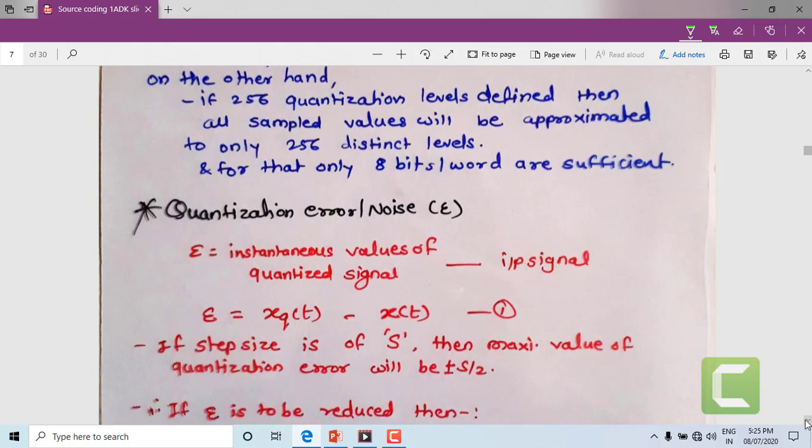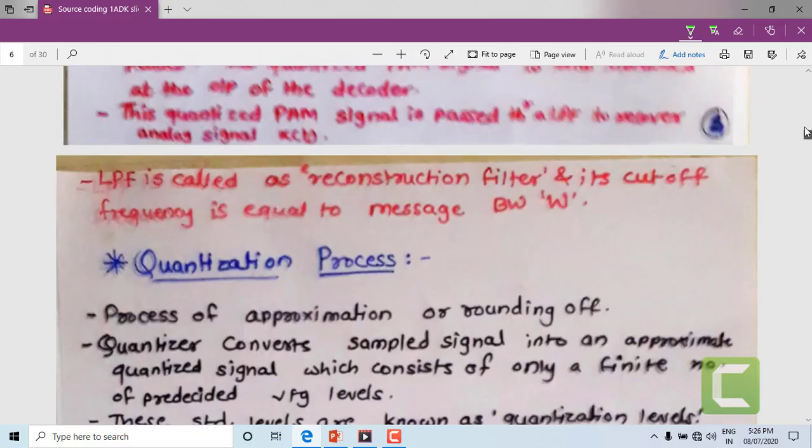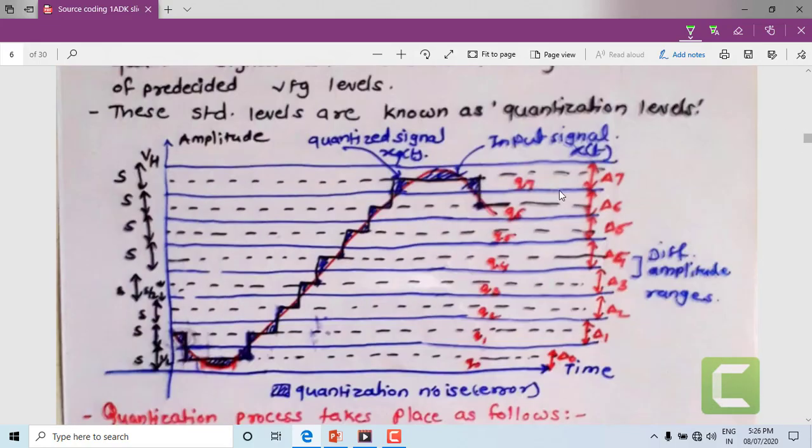We have said that the quantization level and step size are related with each other. If we consider the step size to be of total value S, then above the quantization level half of the step size will be present, and below the quantization level half of the step size will be present. Let's look at this diagram once again.